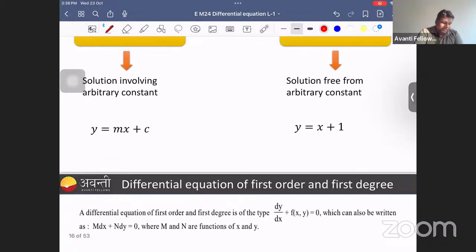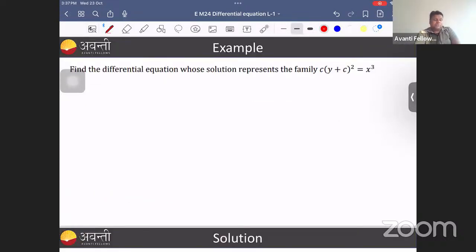Now let's see a simple question. Find a differential equation whose solution represents the family c times (y plus c) whole square is x cube. Differentiating, it is c times 2 into (y plus c) dy by dx is 3x square.